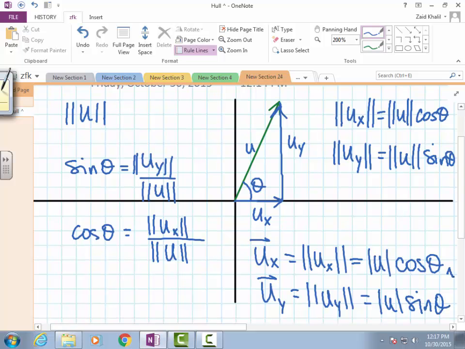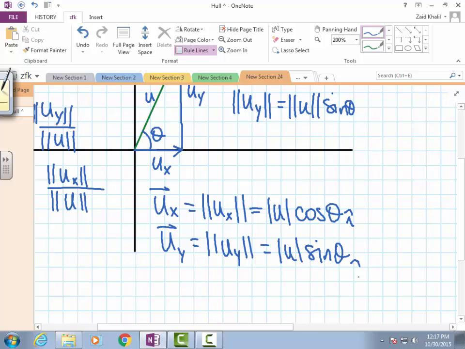And this is i hat. And this is j hat. And of course, what is the j hat component of this? 0. And what's the i hat component of that? 0. All right, that's it.